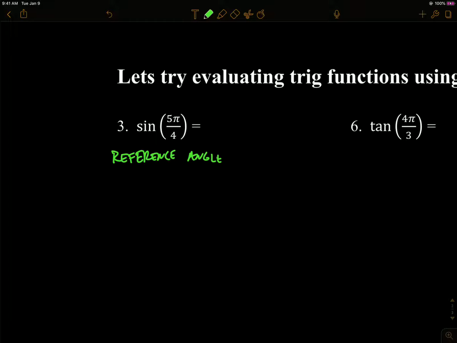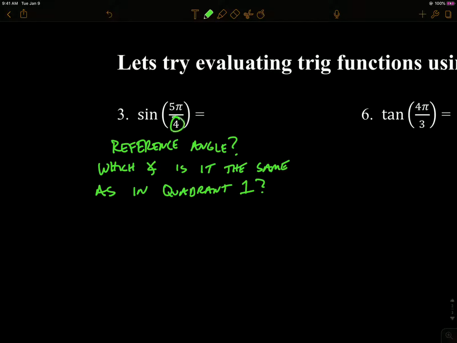That's sort of step one. What I mean by that is which angle is it the same as in quadrant 1? When it's in radians with pi, that's pretty easy because it's really just going to be that denominator. The reference angle is pi over 4.